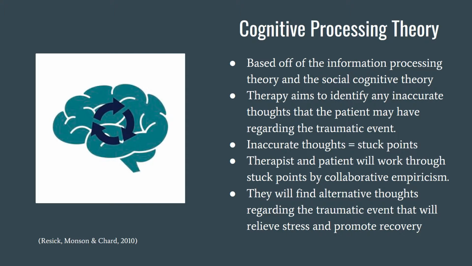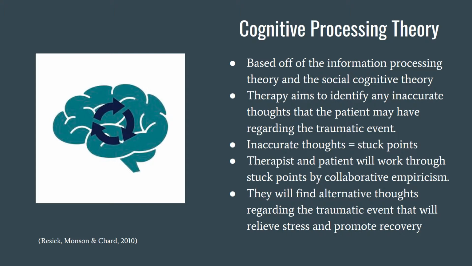Cognitive processing therapy is a type of therapy that is based off of the information processing theory and the social cognitive theory. The therapy aims to identify any inaccurate thoughts that the patient may have regarding the traumatic event. These inaccurate thoughts may be the reason that they are not progressing in their recovery and are referred to as stuck points. Examples of these thoughts could be, "I was raped because I was walking alone at night," or "I can no longer trust any men because of what happened."